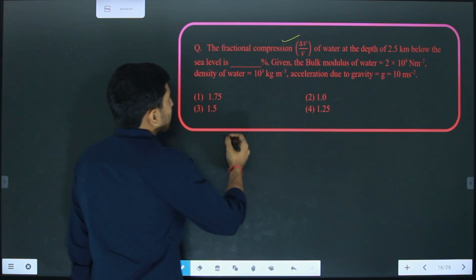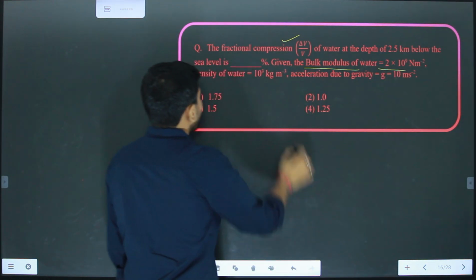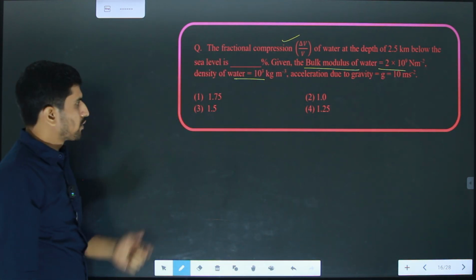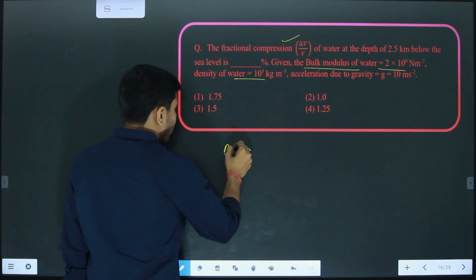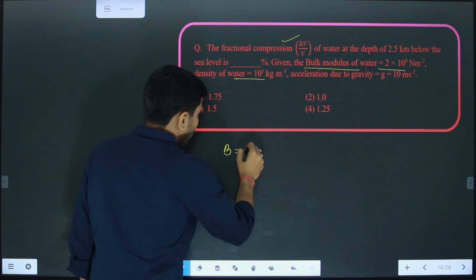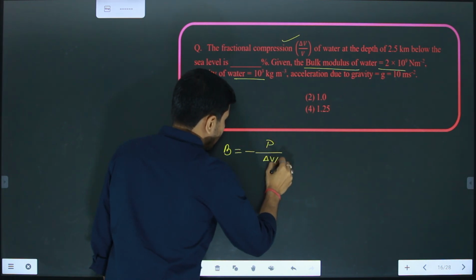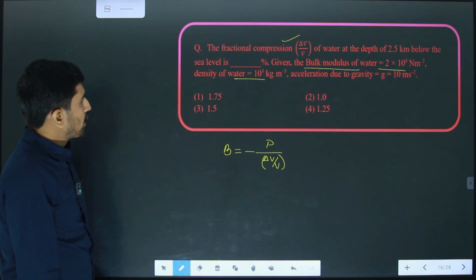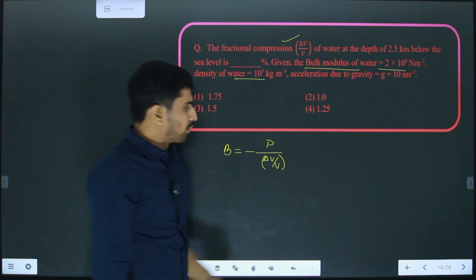Let's read out that the bulk modulus of the water is given and the density of the water is given, we have to calculate the fractional compression, right? So let's write down the bulk modulus formula. Bulk modulus is equal to minus of the pressure divided by del V divided by V, minus of this, okay? And we have to calculate this fraction at a depth of 2.5 kilometer.